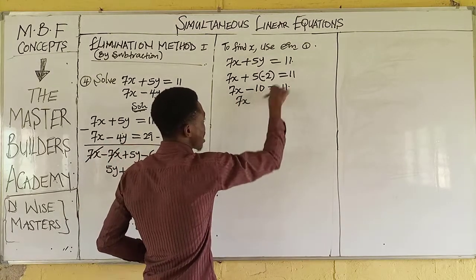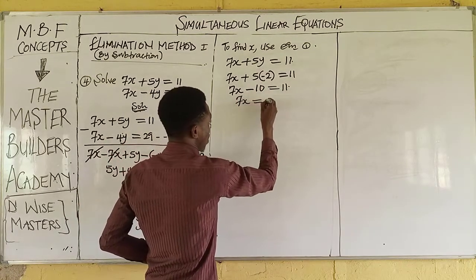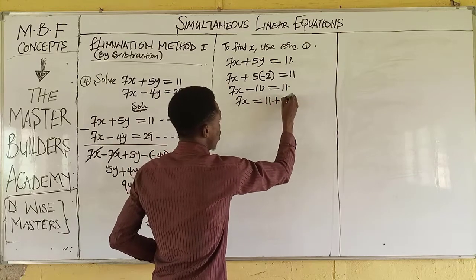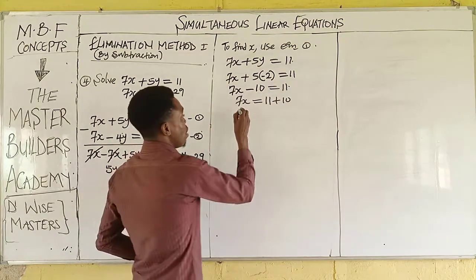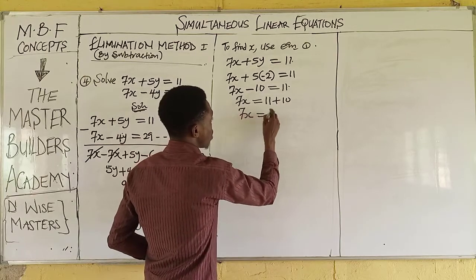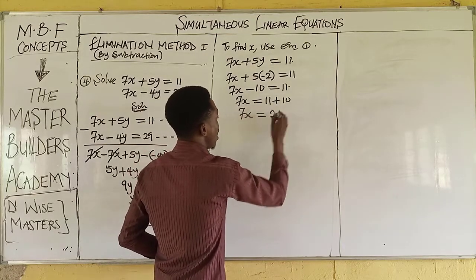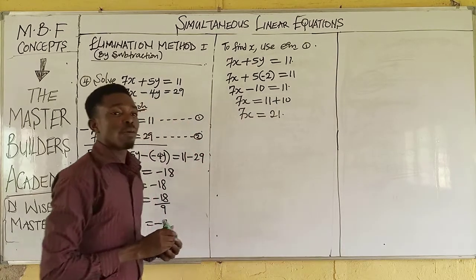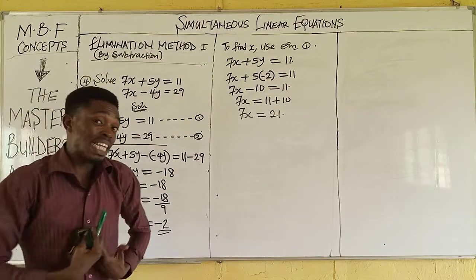Now, as we take the constant term from the left hand side to the right hand side, which is minus 10, it will automatically become plus 10. Now, this would have given us 7x is equal to 11 plus 10, which is 21. And guys, at this point, we cannot leave our answer as 7x. We only need to find x.